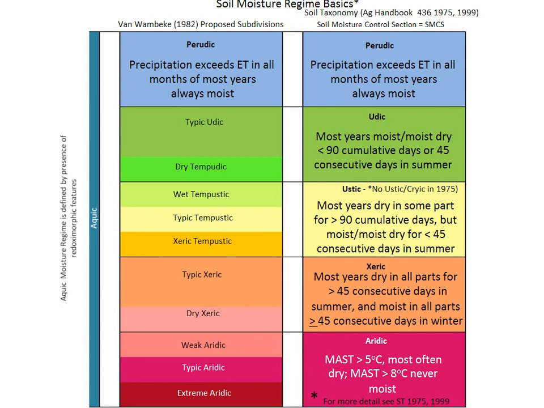Udic, however, is subdivided into two, typic udic and dry tempudic. Ustic has three divisions, wet tempustic, typic tempustic, and xeric tempustic, each becoming progressively drier. And xeric has two, typic xeric and dry xeric. Aridic has three, the weak, typic, and extreme.